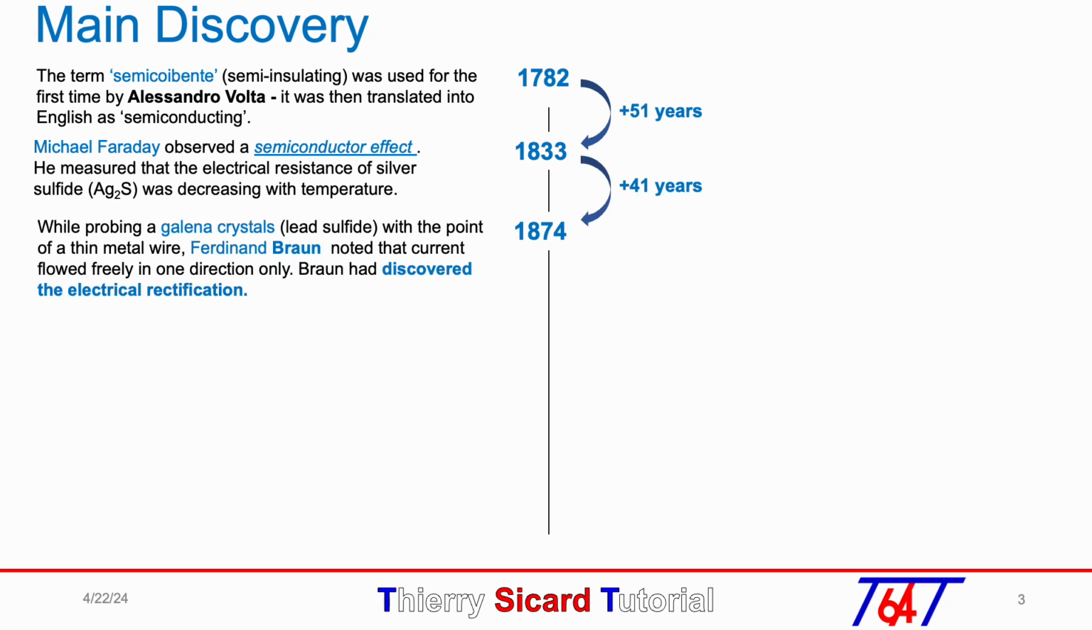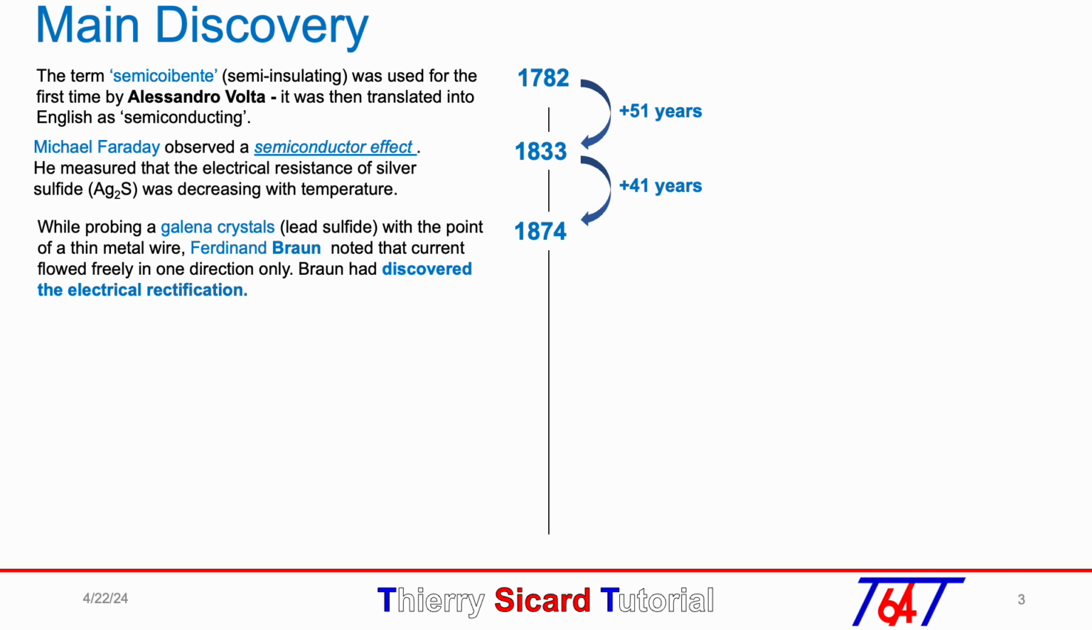41 years later, in 1874, Ferdinand Braun, probing a galena crystal, lead sulphide, with a point of a thin metal wire, noted that the current was flowing in one direction only. So he discovered the electrical rectification.